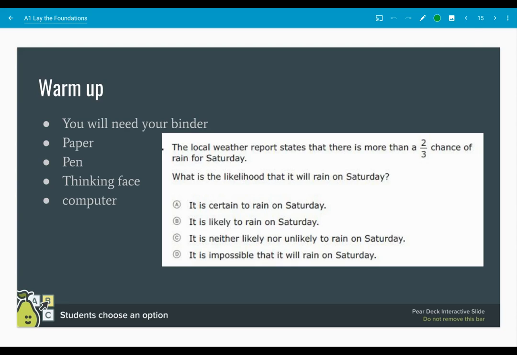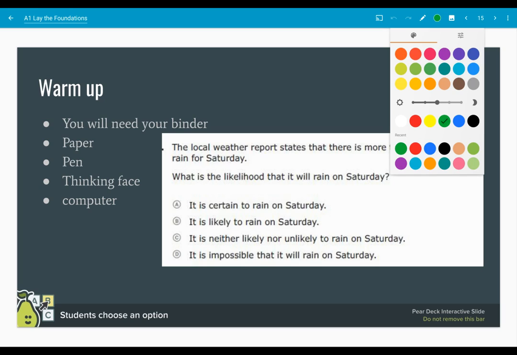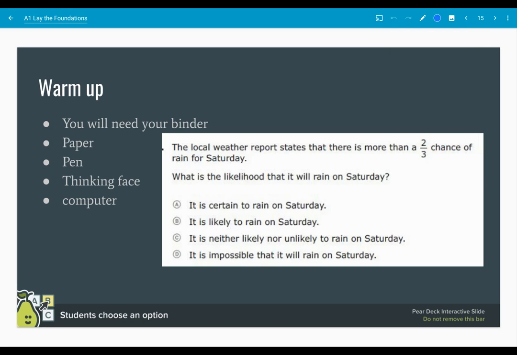Welcome to the first lesson for Algebra 1. This is going to be on Lay the Foundations. Okay, what I'd like for you to do is, in your notes, start Lay the Foundation.